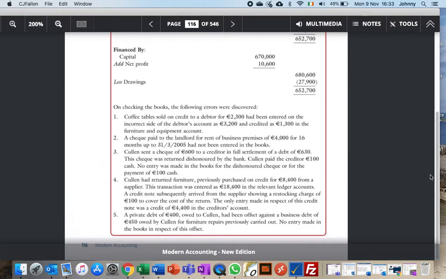So I'm going to put a minus in cash, which is a credit in cash for €100. And then the dishonoured cheque. So I originally wrote a cheque of €600, which would have been a minus.